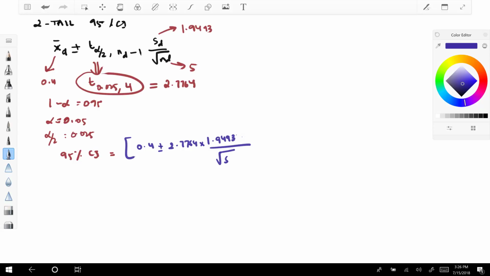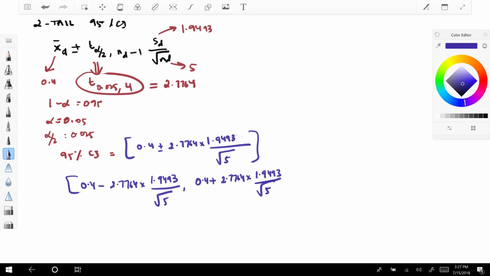So if you open up this interval, it would be 0.4 minus 2.7764 multiplied by 1.9493 divided by square root of 5, comma, 0.4 plus 2.7764 multiplied by 1.9493 divided by square root of 5.